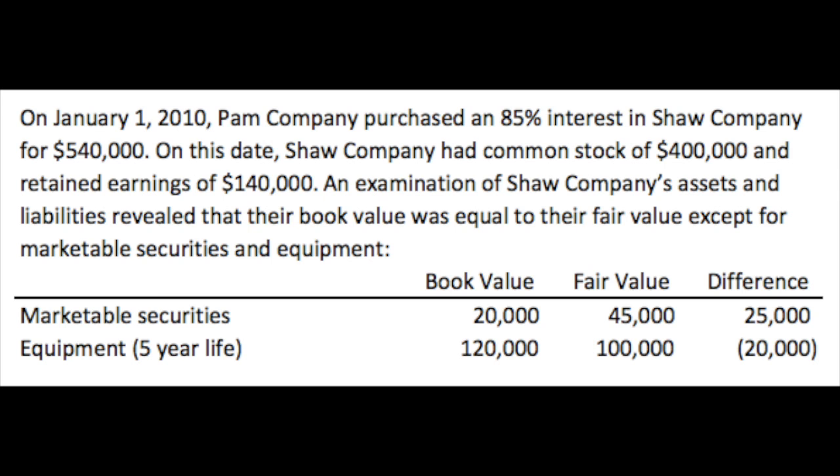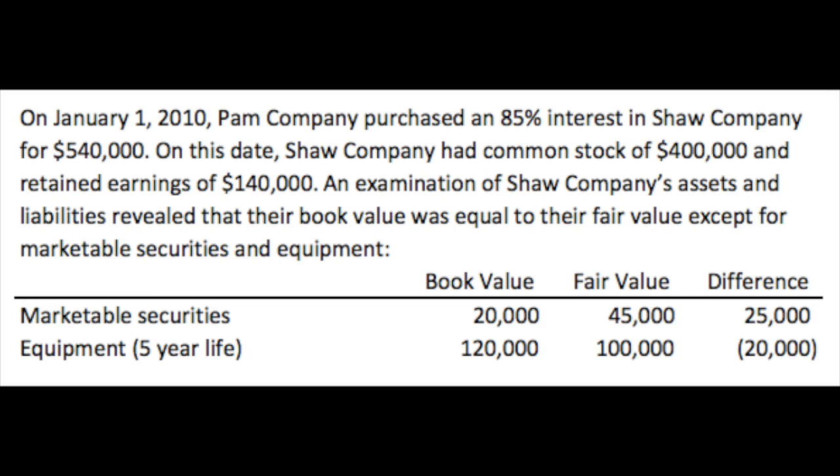This problem says that on January 1st, 2010, Pam Company purchased an 85% interest in Shaw Company for $540,000. From this information, we'll be able to calculate the implied value of Shaw Company. Then the problem says that on this date, Shaw Company had common stock of $400,000 and retained earnings of $140,000. These numbers will help us determine the difference between the implied and book value.